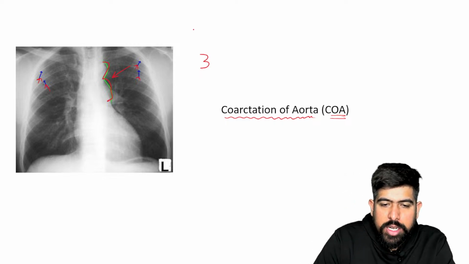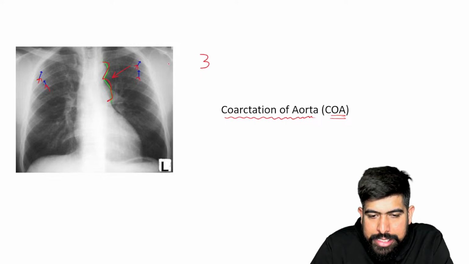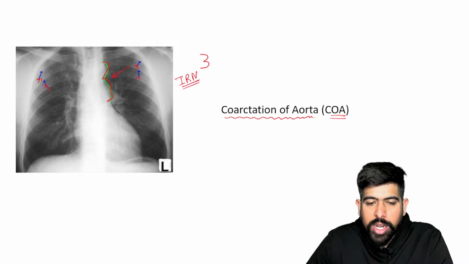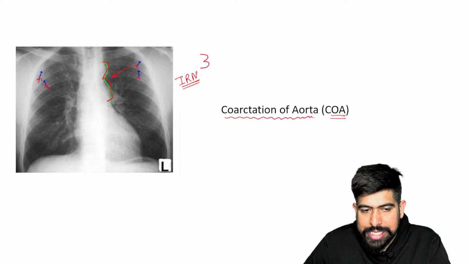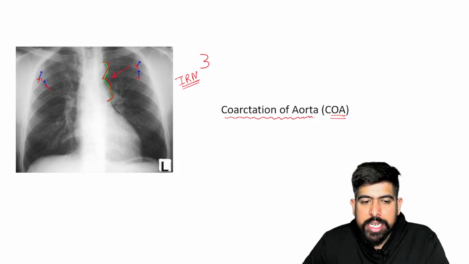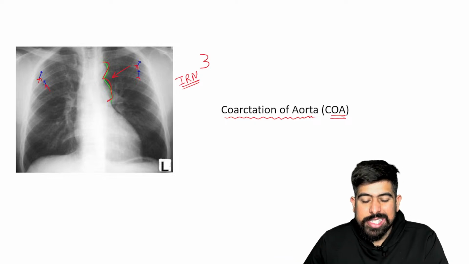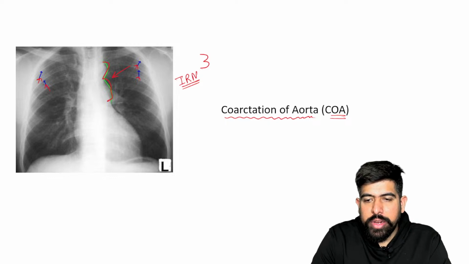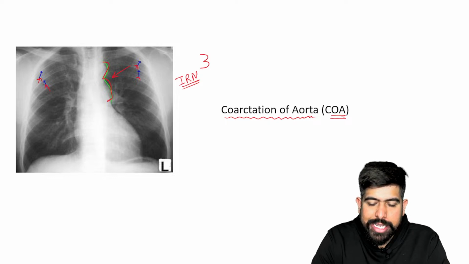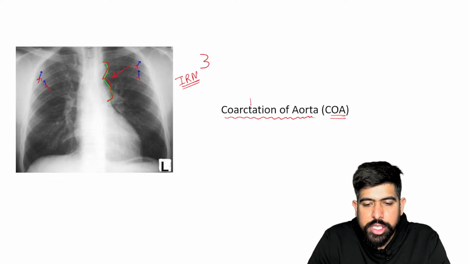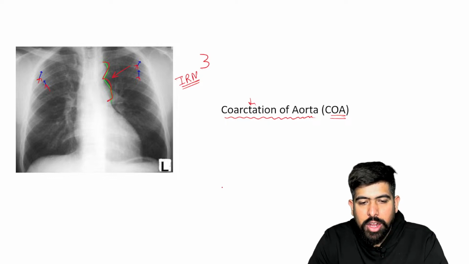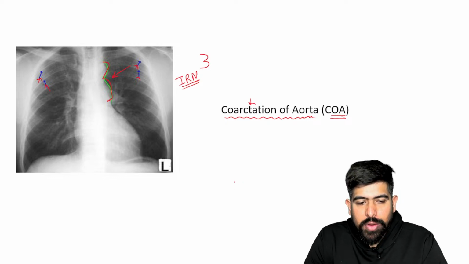So these blue color markings are, you can see, your inferior rib notching. From the inferior side, your rib is getting notched. So this is known as your inferior rib notching. Very good, doctors. So this is about your disease, coarctation of aorta. This is the X-ray of the patient with coarctation of aorta.